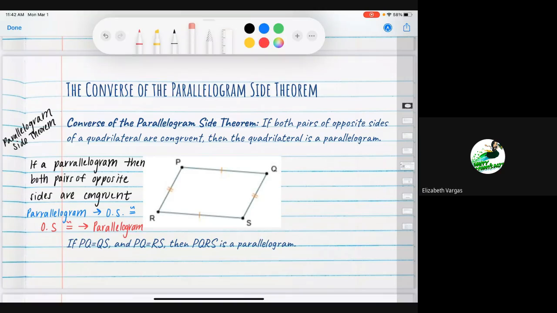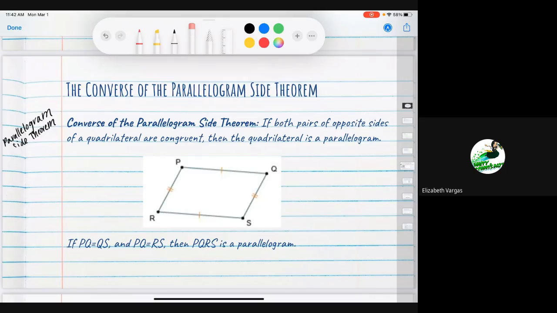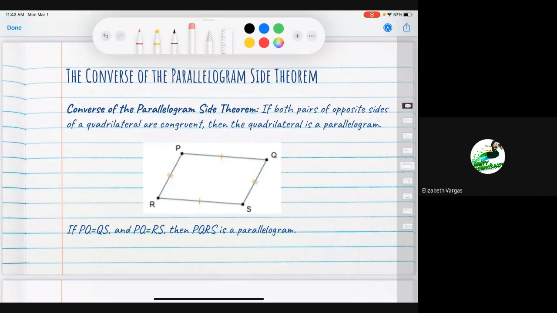So basically what the converse is doing is it's telling us we need to work backwards to prove that the regular figure that we're given here, how can we prove that that's in fact a parallelogram? And so, for example, to prove that this was a parallelogram, what our given would need to be is that our two opposite sides are congruent to each other. And if we know that, well then we can assume that that quadrilateral is in fact a parallelogram.